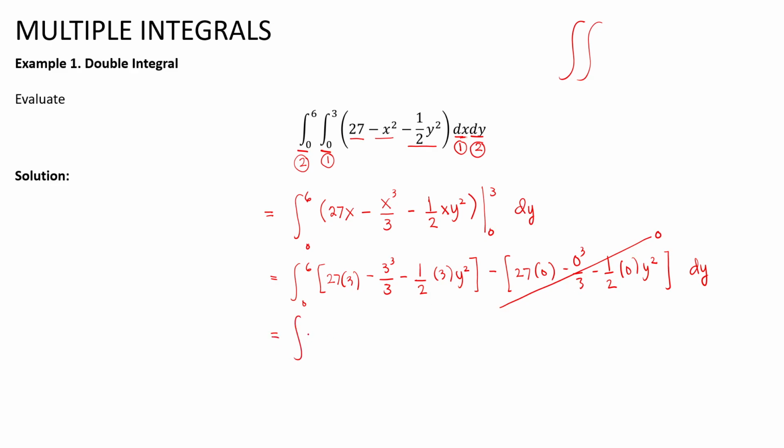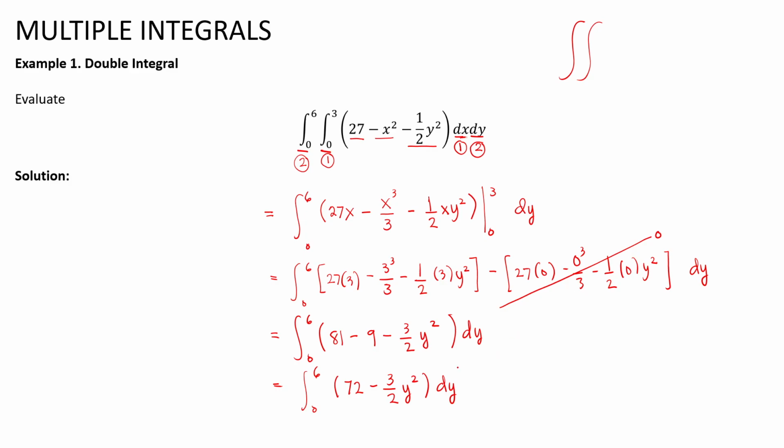So 27 times 3 will give you 81. Right? 81. So 81, and then minus, 3 cubed is 27 divided by 3, that will give you 9. And then 3/2 y squared, and then you're going to have dy. Then from 0 to 6 again, 81 minus 9 is 72, so this gives you 72 minus 3/2 y squared dy.